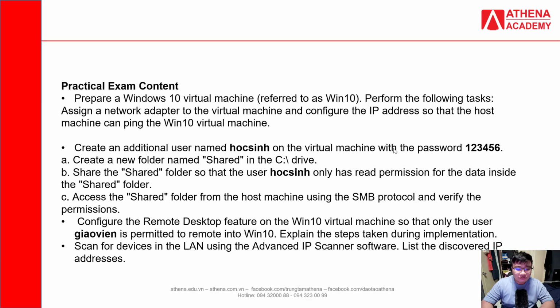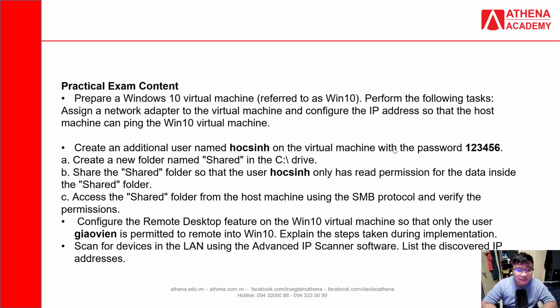Okay, so we have a few things to do. First, prepare a Windows 10 virtual machine. Perform the following tasks. Assign a network adapter to the virtual machine and configure the IP address so that the host machine can ping the Windows 10 virtual machine. Next, create an additional user named hocsinh on the virtual machine with the password 123456.